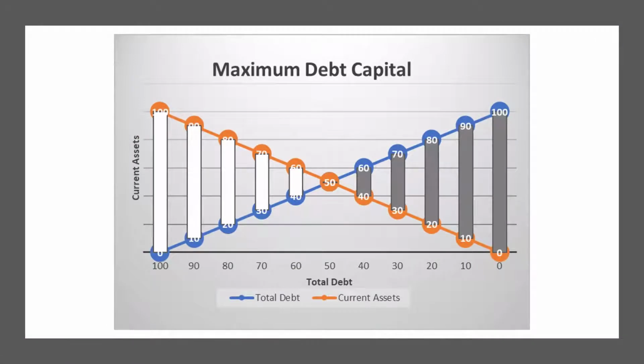This chart describes the maximum debt capital that a company can get. When evaluating the maximum amount a company can borrow, the quick ratio is a good starting point. This chart shows that when current liabilities and current assets are equal, that is the maximum amount that could be borrowed, barring other criteria.